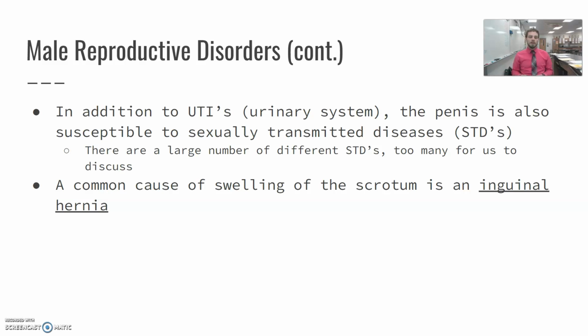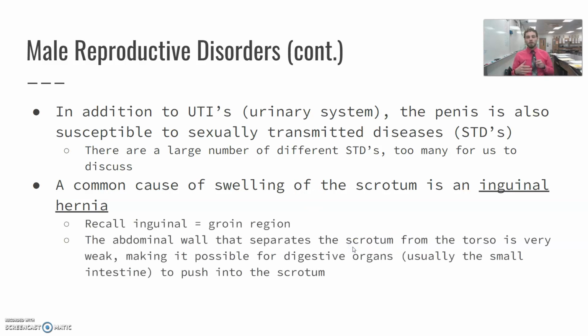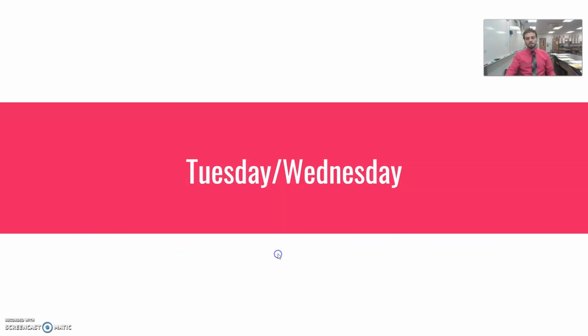Another disorder, the inguinal hernia, is going to be caused by a swelling of the scrotum, and you get the swelling because the abdominal wall, which is already very, very weak, is going to get punctured through by digestive organs, usually the small intestine. So what you end up with is a part of your small intestine that is punctured through the abdominal wall, and now part of your small intestine is being housed in the scrotum right next to the testes, and it can be very, very painful.